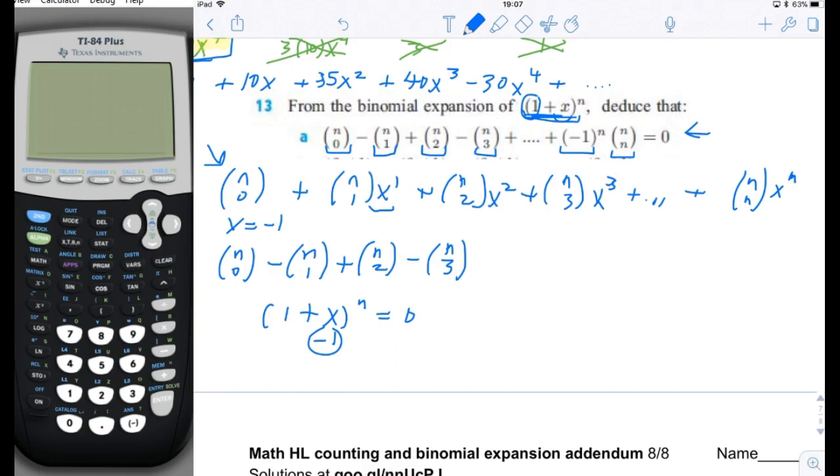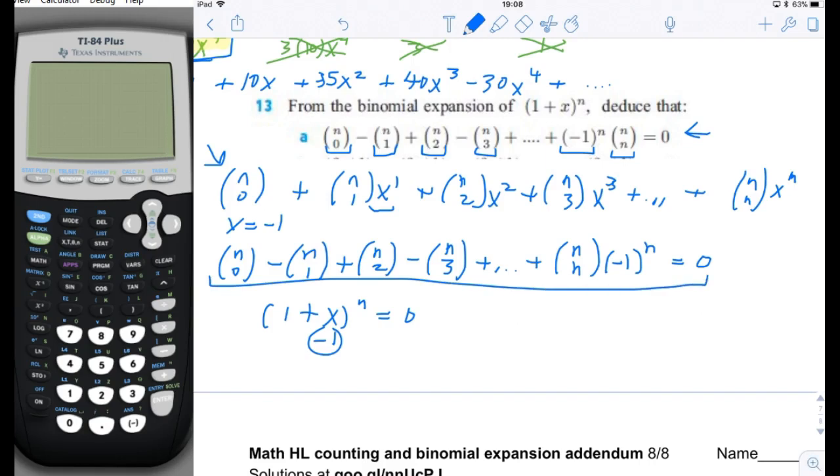Okay? And then we could say dot, dot, dot, plus, and we'll put the last term, which would be n chooses n times negative 1 to the nth power. And we could say that that is equal to 0, because if x was negative 1, then this expression is 1 minus 1, which is 0 to the n, and that would definitely be 0. Okay? So we have done the expansion, and we've shown that this expansion is equal to 0.